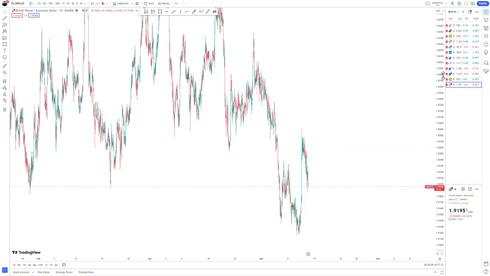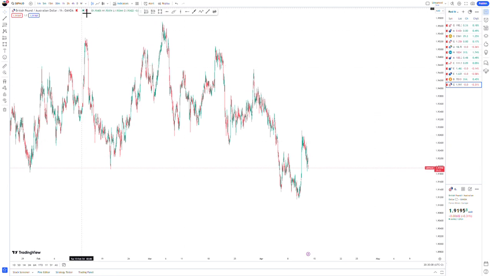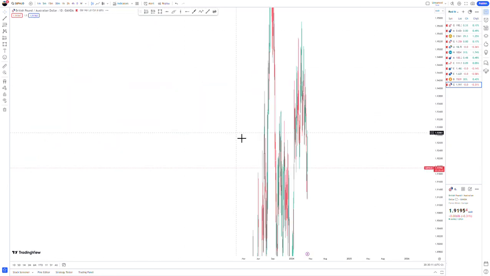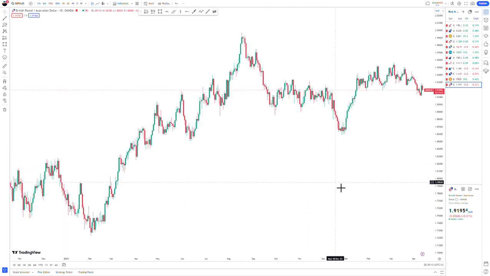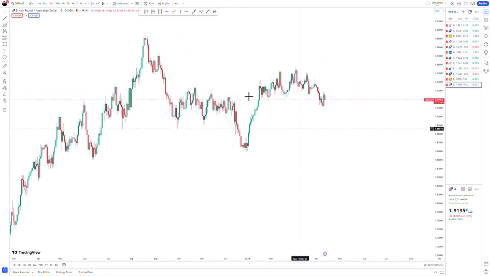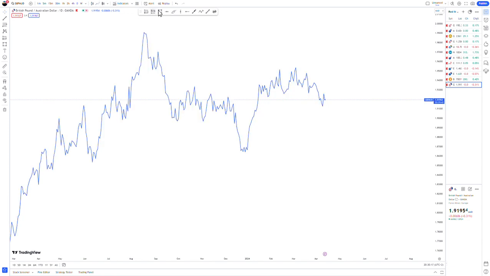Now let's look at this one. I said this is going to be the last pair that we look at. So what you do is you just check your levels.